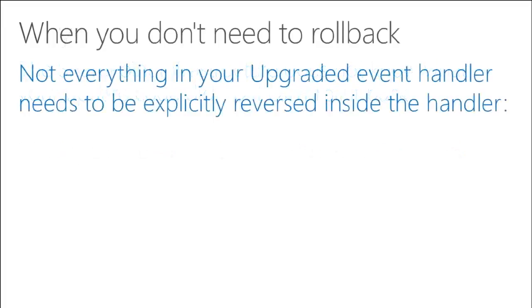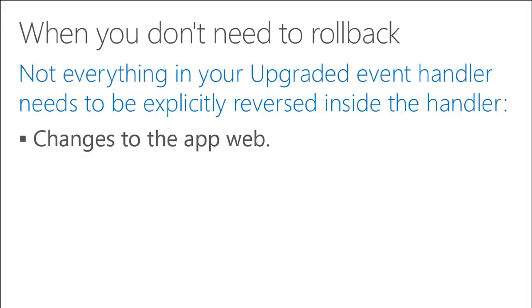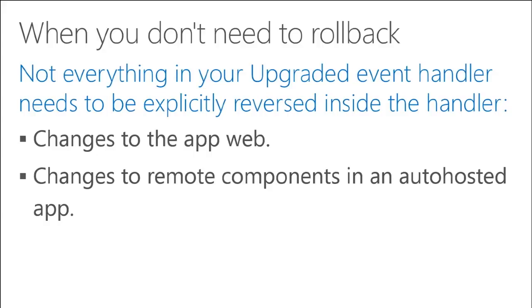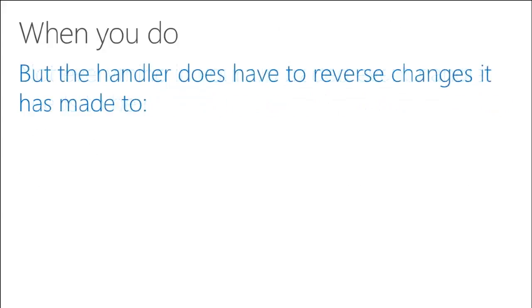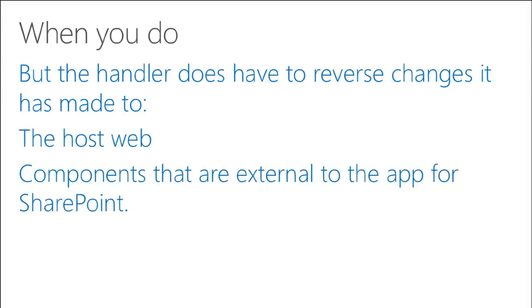Now, not everything in your upgraded event handler needs to be explicitly reversed inside the handler. For example, the app web is going to be rolled back by the infrastructure anyway, so your code does not have to undo changes made to the app web. Okay? Also, changes made to remote components of auto-hosted app, but that's now irrelevant. Okay? When you do have to roll back, the handler has to reverse changes it's made to the host web, okay, or other components that are external to the app for SharePoint.